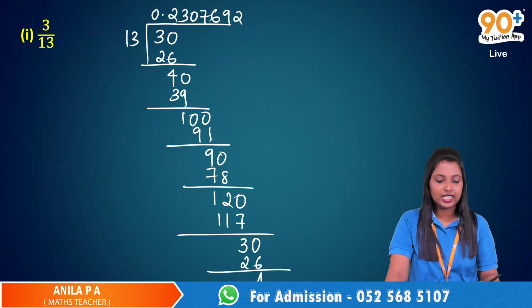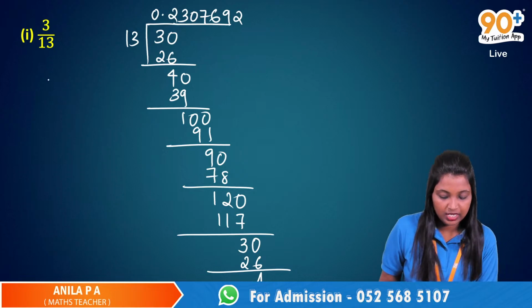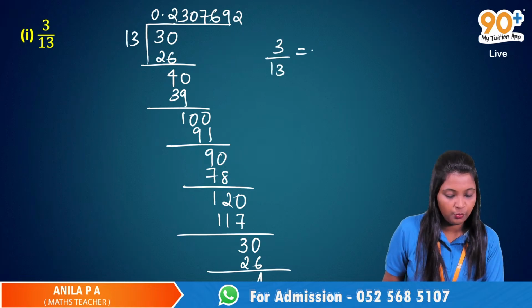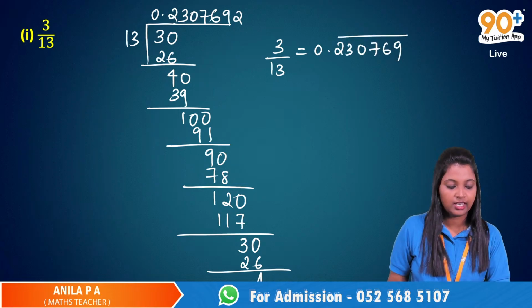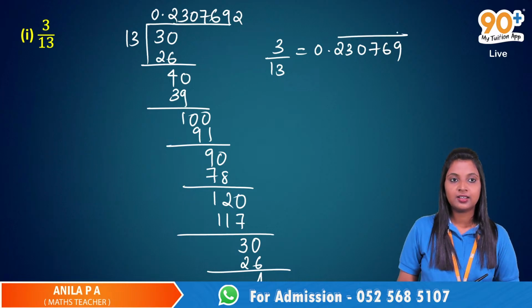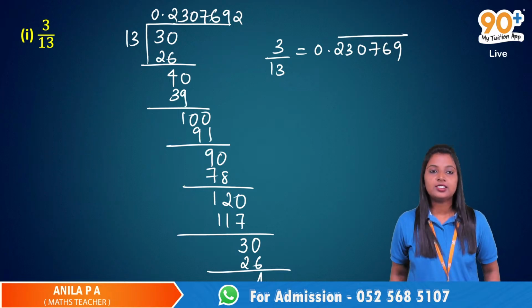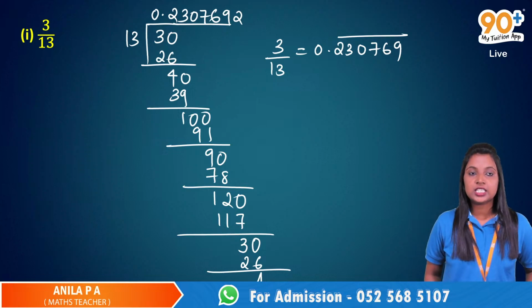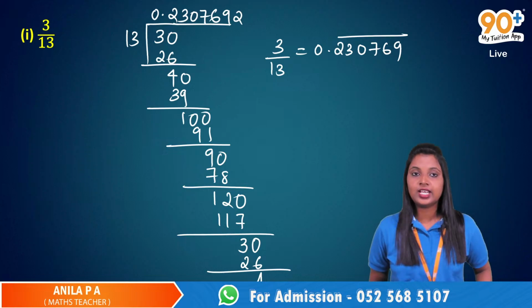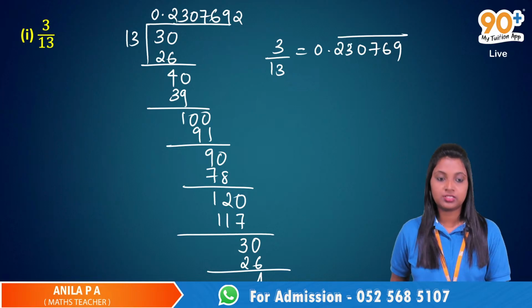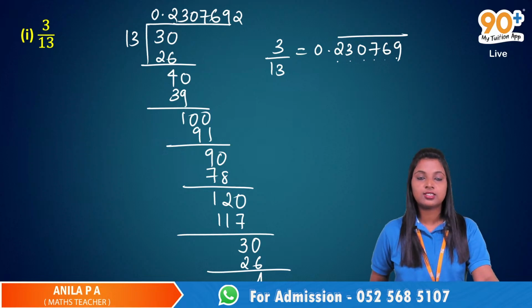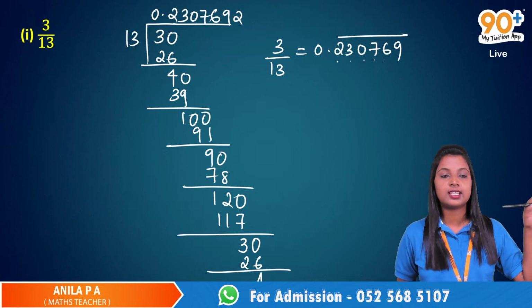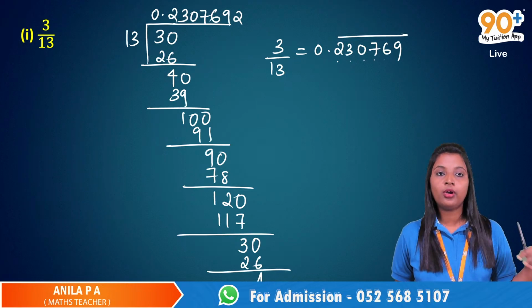So 3 by 13 is equal to 0.230769, and can I put a bar like this? Yes. We can put a bar above this. So 1, 2, 3, 4, 5, 6 digits are repeating itself, like 0.230769, 230769, 230769. Like that, it will go on and on.